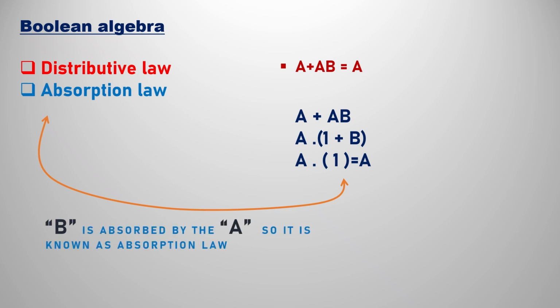If you also see the absorption law, the name itself indicates absorption. Absorption means a separate variable. We can see an example taken from the above picture that we already saw: a plus ab equals a, and we have to prove that. In a plus ab, we can take a common. After taking a common, we have 1 plus b inside. We already discussed that anything plus 1 gives 1. In the OR law, 1 plus b is 1 only. With this we can say that b has disappeared, or that b is absorbed by a. So it is known as the absorption law.